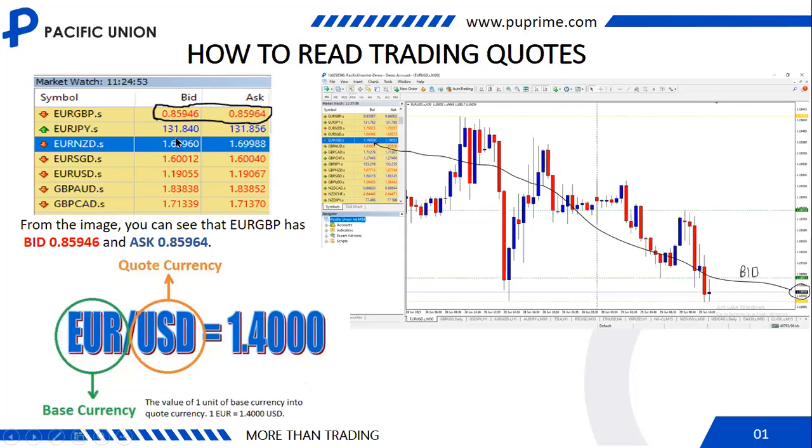Okay, so this bid price is your selling price, and this ask price is your what? Is your buying price. And so it is for every other currency pair or commodity or whatever you are trading.